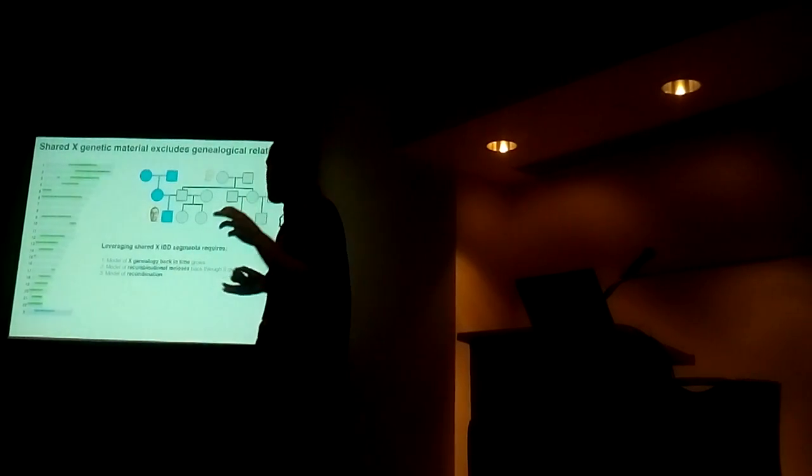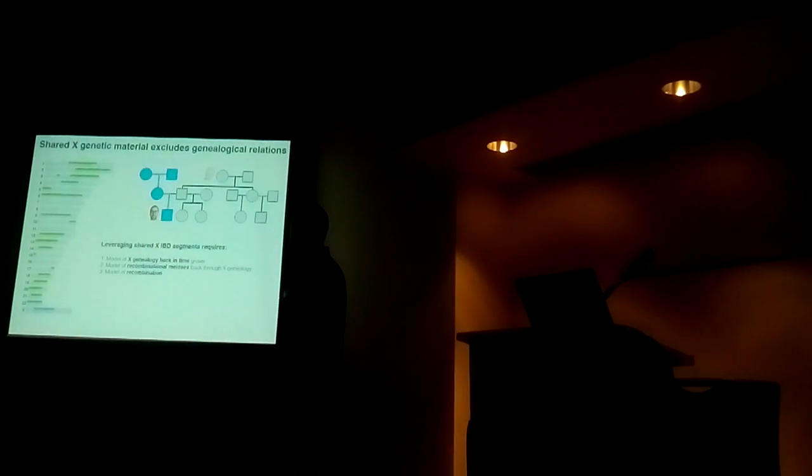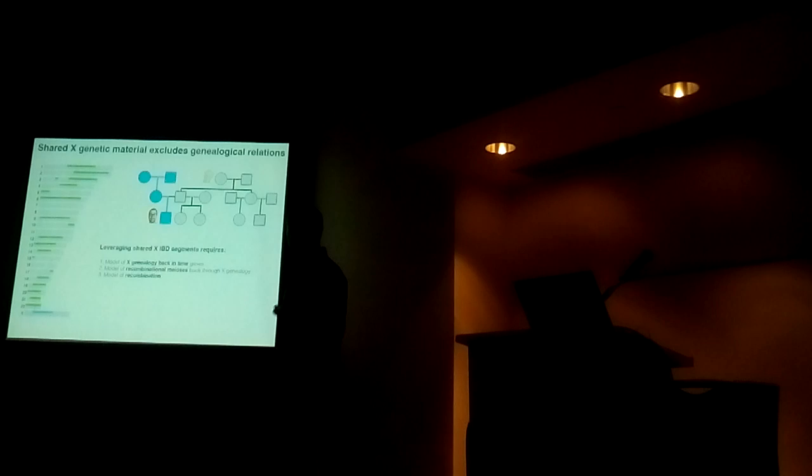So first, I'm going to model an X genealogy back in time. Then I'm going to explain how the number of recombinational meioses varies across an X genealogy, which is kind of fascinating. And we're going to use a very simple model of recombination to learn about what these X segments say.